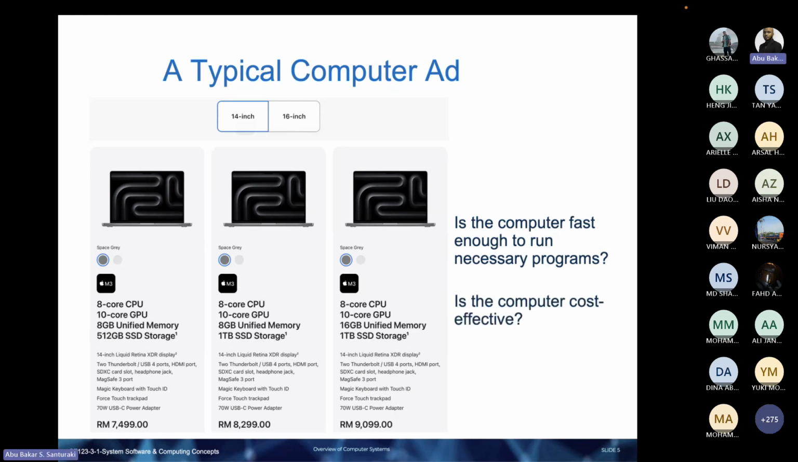Next, is the computer cost effective? As you can see in this particular ad, these systems here are not particularly cheap. It starts off at 7,500 ringgit. There are cheaper lineups in the Apple ecosystem, which will also serve. But here in this example, these would be considered somewhat expensive. Although they're very powerful, they are still quite expensive. So again, do you have enough money to be able to justify this particular expenditure? In other words, are you getting bang for your buck?